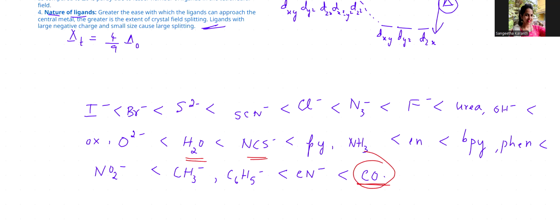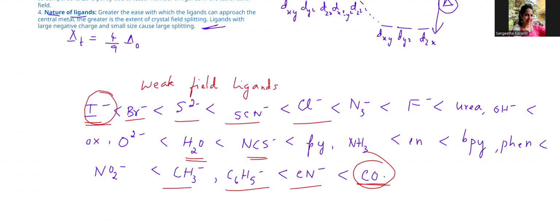So here you can easily see iodide. It is placed here, which shows that whenever it is present in a particular compound, it causes the splitting to a very lesser extent. Okay, so these ligands, which cause the splitting to a lesser extent, are called weak field ligands, whereas these ligands, which cause a higher extent of splitting of the d orbitals, are called strong field ligands.